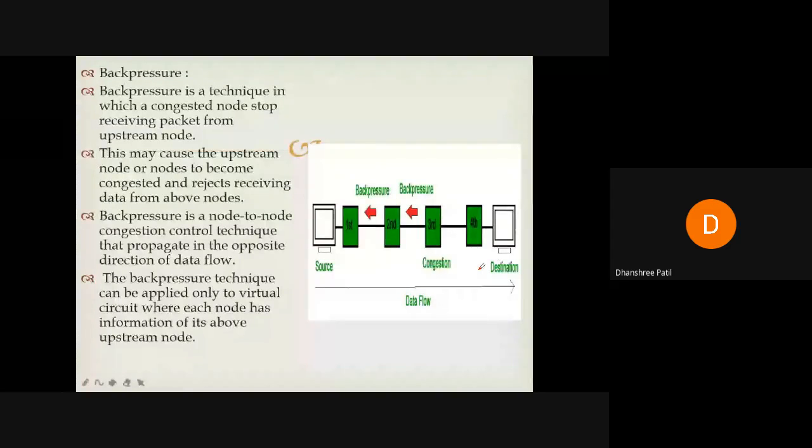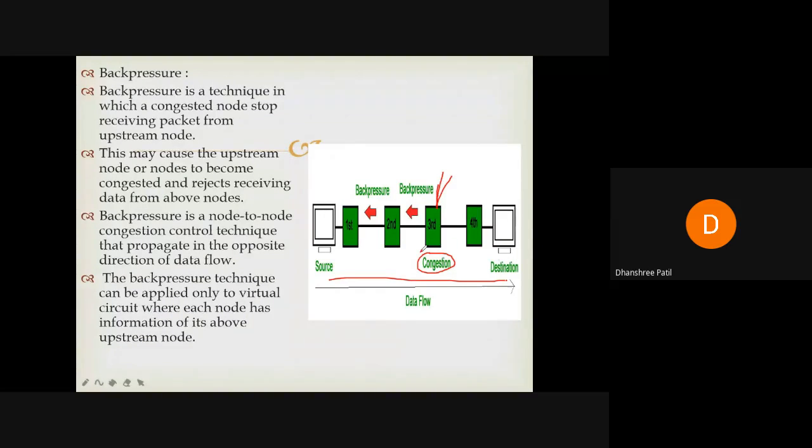Now just see the diagram instead of reading all this. It is very easy. What is back pressure? See, this is the source and this is the destination. Some packets are being sent from here to there. The source is sending the data to the destination. Now what happens is that, for example, at this third node, congestion has occurred. There is a lot of load here.